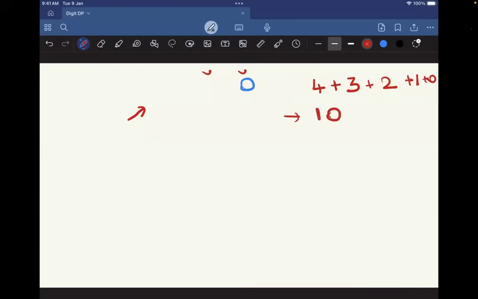Is the problem clear, guys? My problem is to find the maximum possible score. If this is the score for this operation, I want to find the max score. Okay.